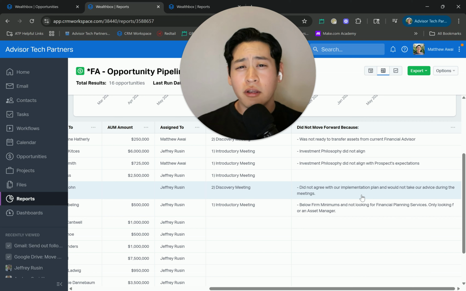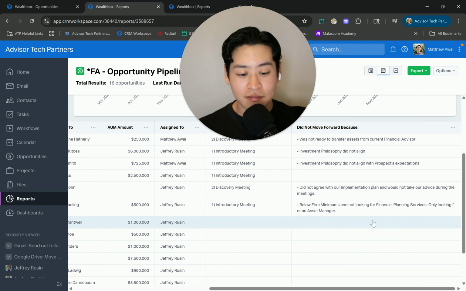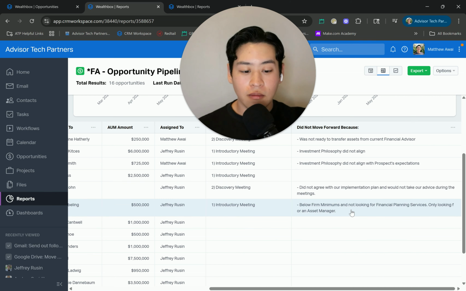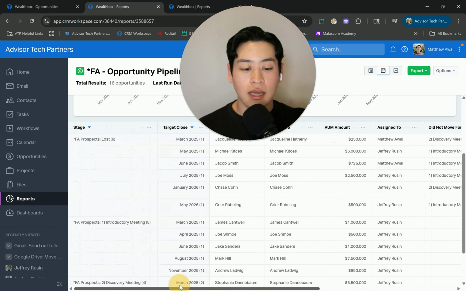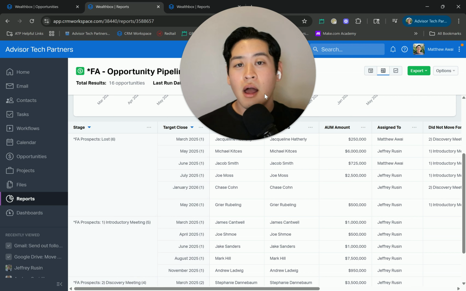Are they coming from one of our marketing sources? Maybe we shouldn't actually spend dollars there if we know that every time we get a prospect there's a high likely chance that they're not qualified. And then the last one that you may find at your firm, maybe the minimums are just extremely below, or maybe they're just not looking for financial planning services. So these are definitely things to consider, especially when you're tracking these custom fields and making sure that you actually fill them out when you close lost an opportunity out of your pipeline. Next, we're going to show you another opportunity report that you may find helpful.